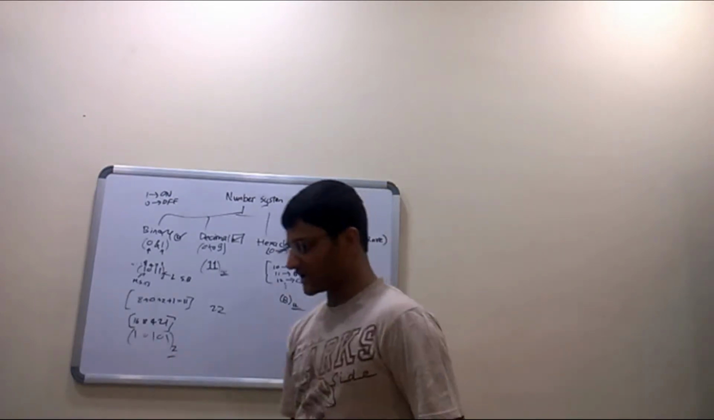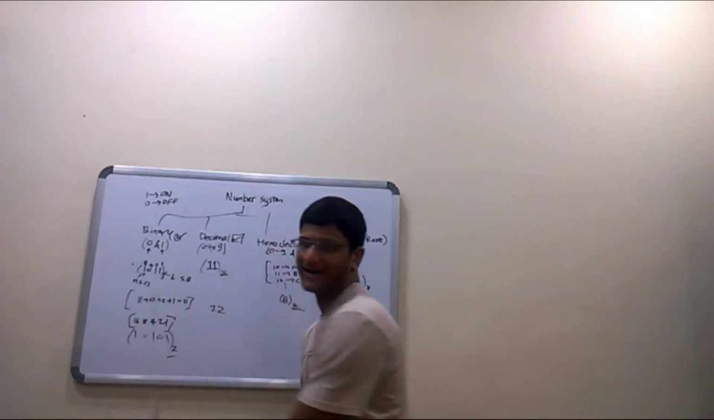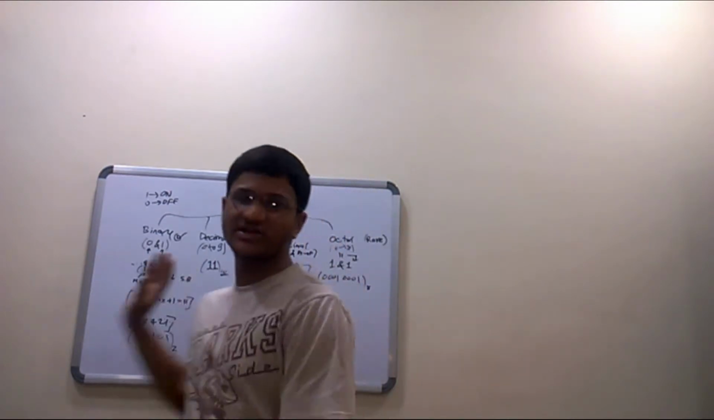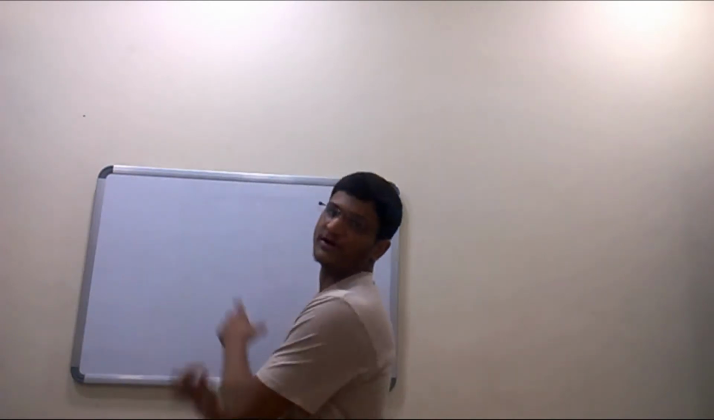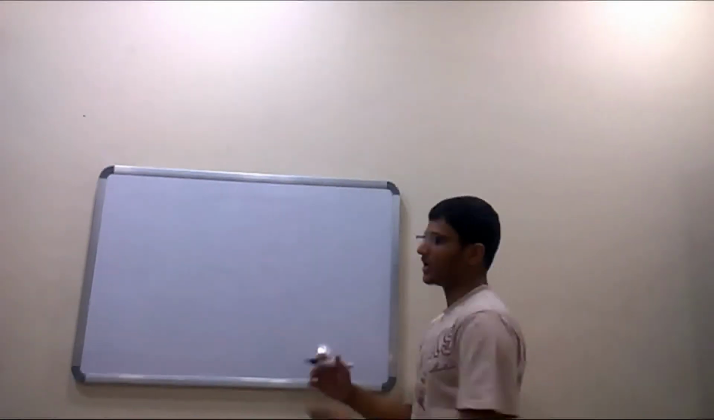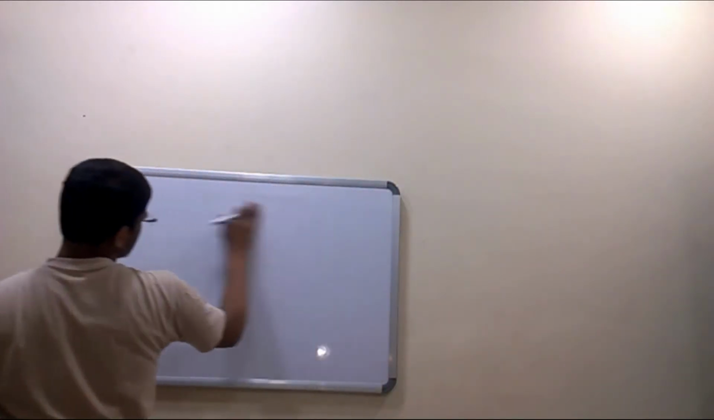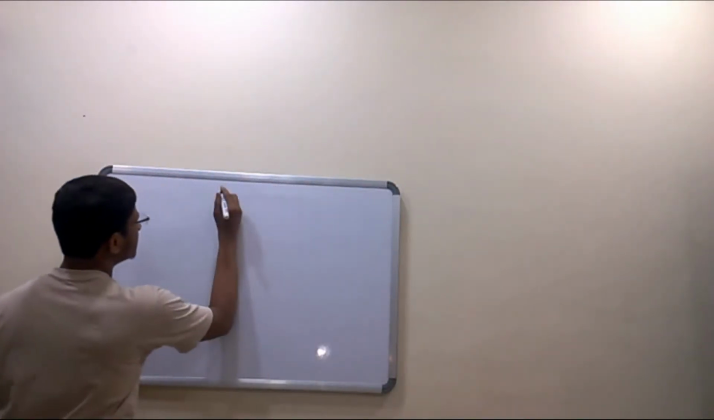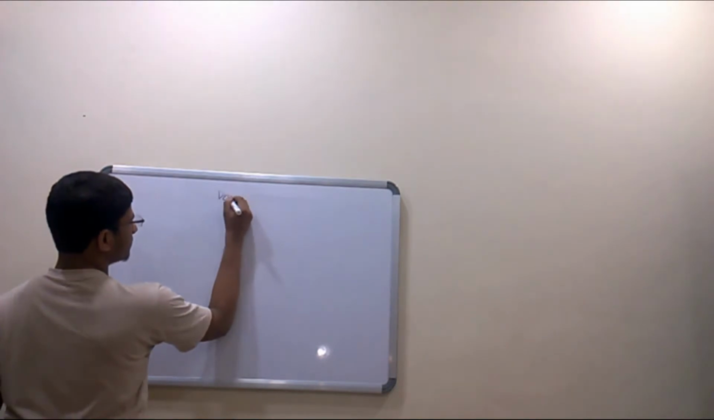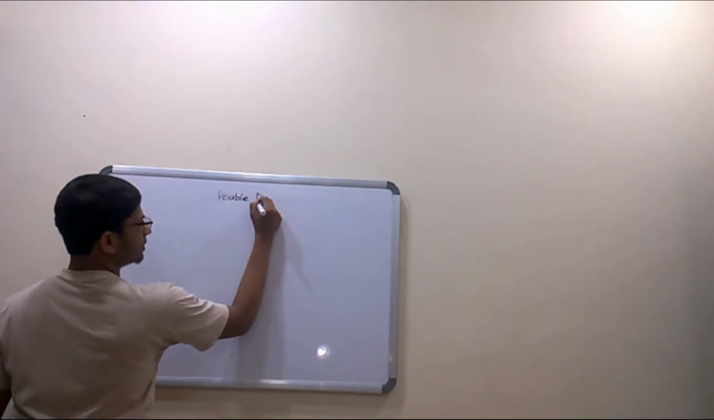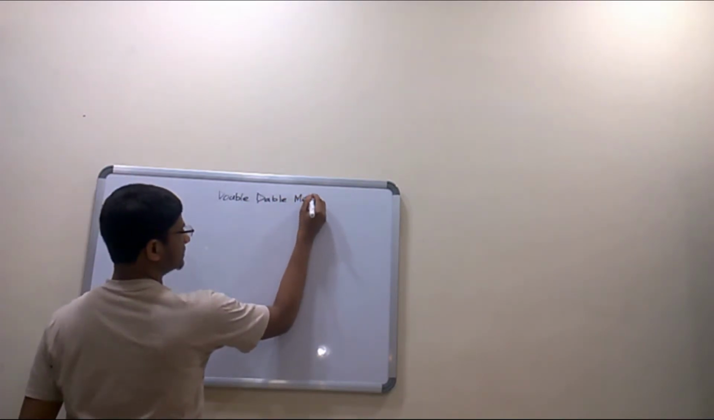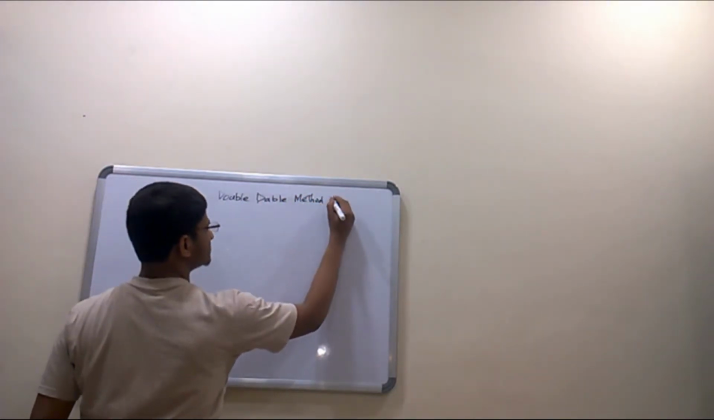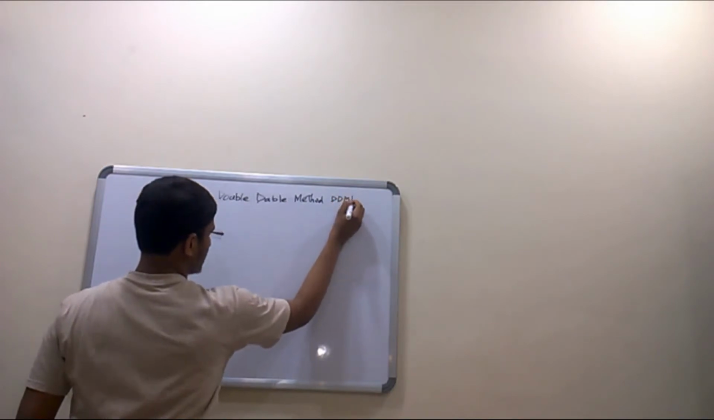So let's learn more methods of converting decimal to binary. This is the one simple method. Let's switch over to another method. The second method to convert decimal to binary is pretty much longer, but used in many places. It's called the double method. In short, we will say it as DDM.